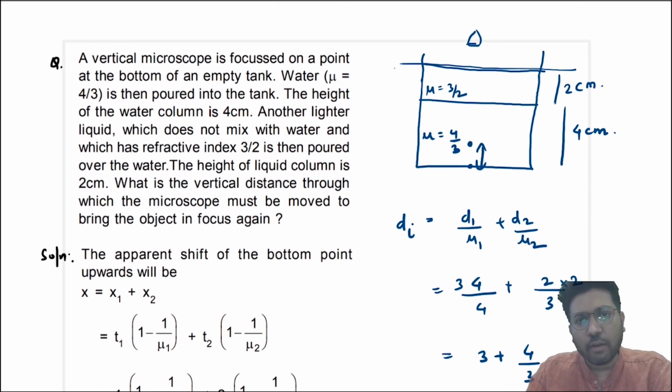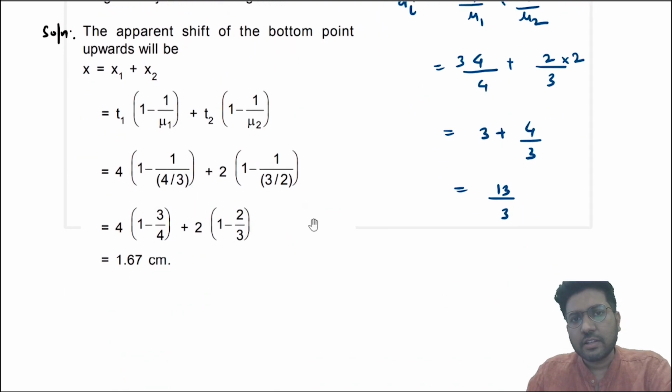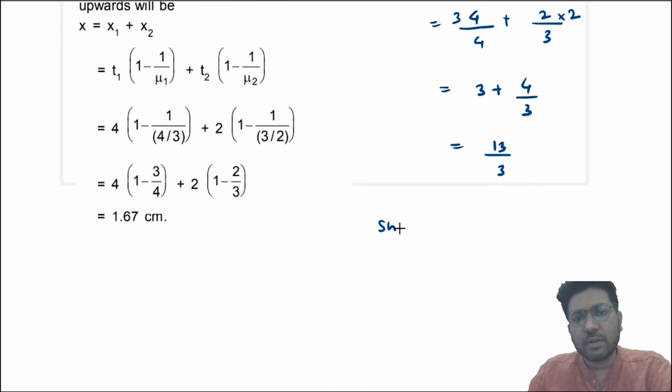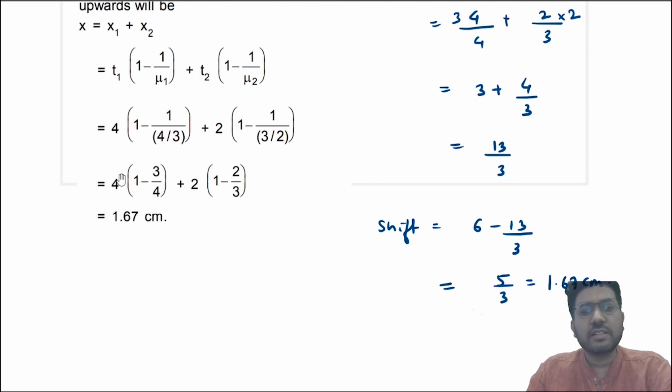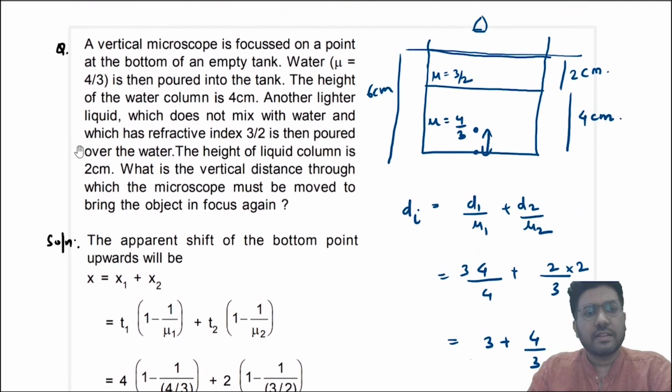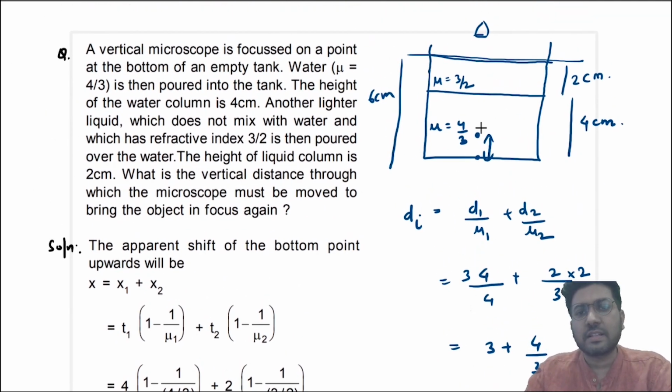So what is the object height? Actual height is 6 centimeter, but the apparent height is 13 by 3 centimeter, right? So what I will write is shift is equal to 6 minus 13 by 3 and that will be equal to 18 minus 13, that is 5 by 3, and that is equal to 1.67 centimeter, right? So this is the shift in the position of the microscope so that the microscope can see the object again, right?